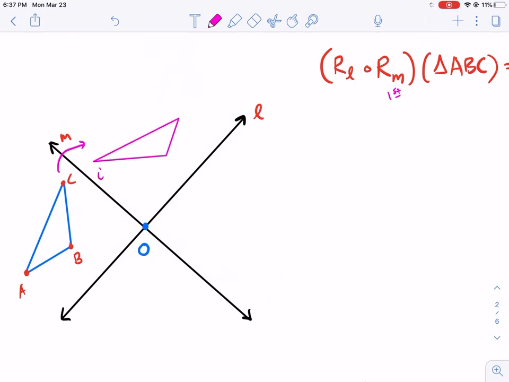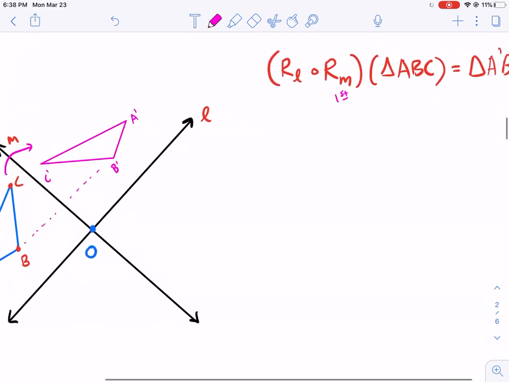So this is called C prime. Let's call this one B prime. Let's call this one A prime. Remember, we need to maintain distance to the line of reflection. There we go. Okay. Now, because this is a composition, we're going to do a second thing. What is the second transformation? We're going to reflect, that's what the big R stands for, over line L.